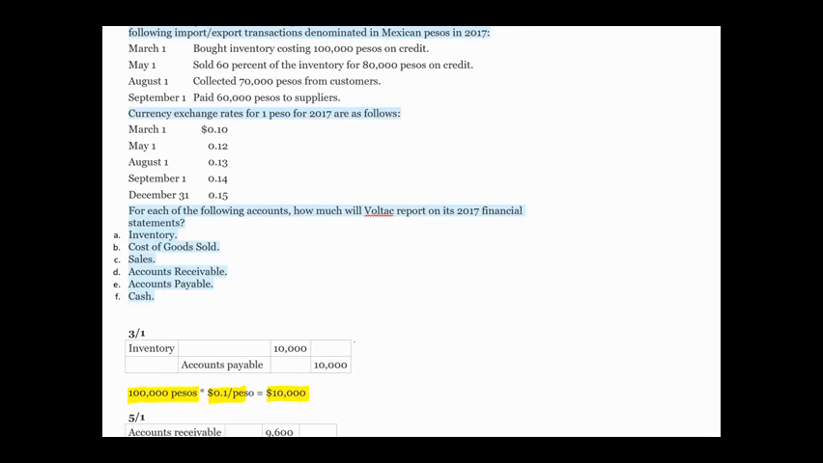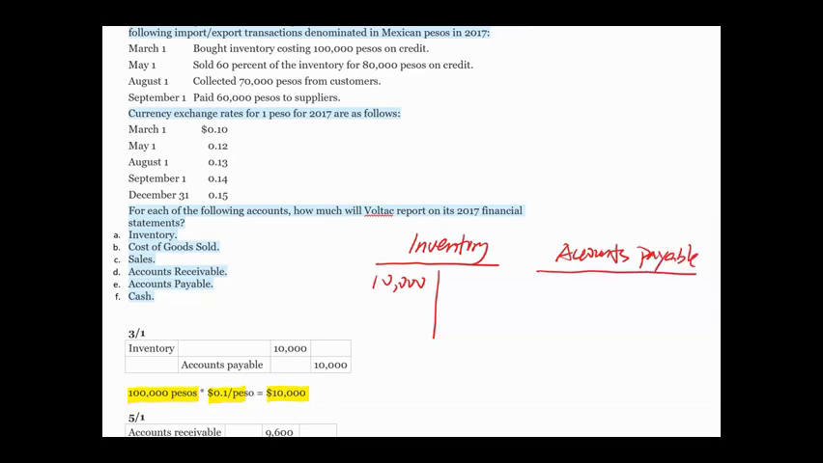Because we need to figure out the annual balance for those accounts, we can prepare a T account for each of them. The first one is the T account for inventory for this transaction. So for inventory, we're going to have 10,000. All the amounts here are in US dollars. And we also have accounts payable, also 10,000.